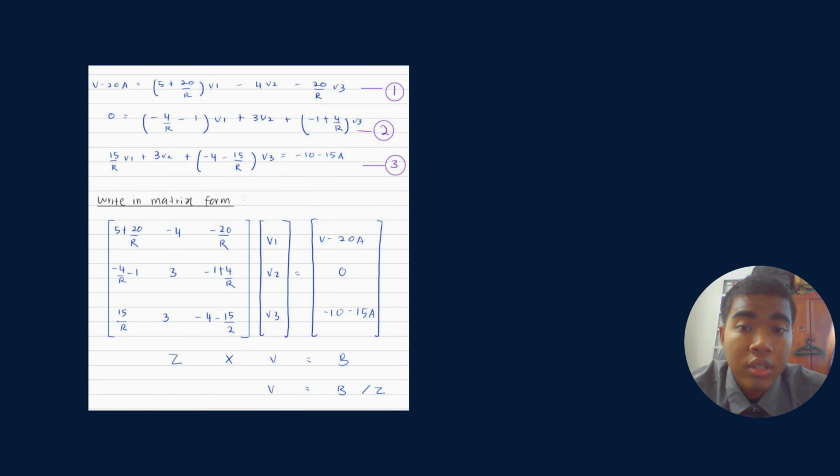Then, after we got the three equations for V1, V2, and V3, we need to write them in matrix form. The first matrix represents Z, the second is V, and the last one is B. Then we need to get V. V is equal to B over Z.